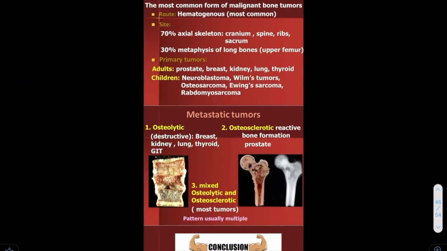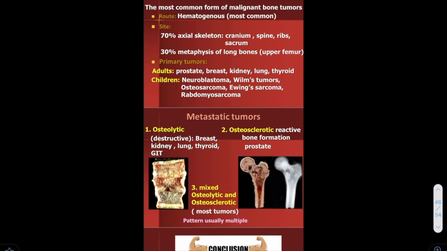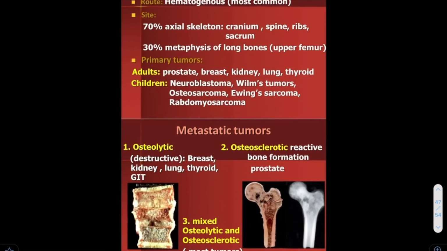Then you also have metastatic bone tumors. I'm just going to go over them quickly. So metastatic bone tumors are actually, funnily enough, more common than actual bone tumors themselves, like primary bone tumors. So it's more common to have a tumor be somewhere else and then metastasize to the bone. And the locations that you should know are the prostate, breast, kidney, lung, and thyroid. Remember these. These are very, very important, okay?